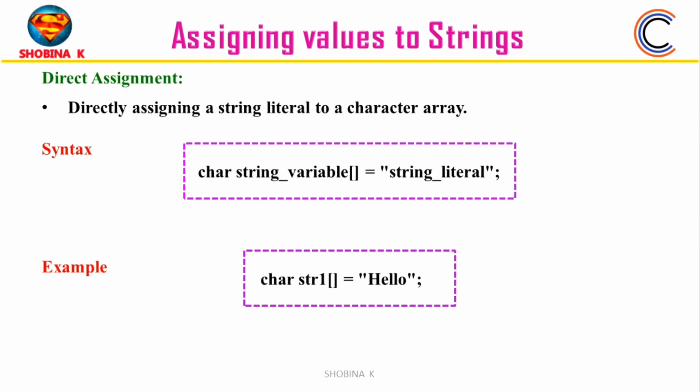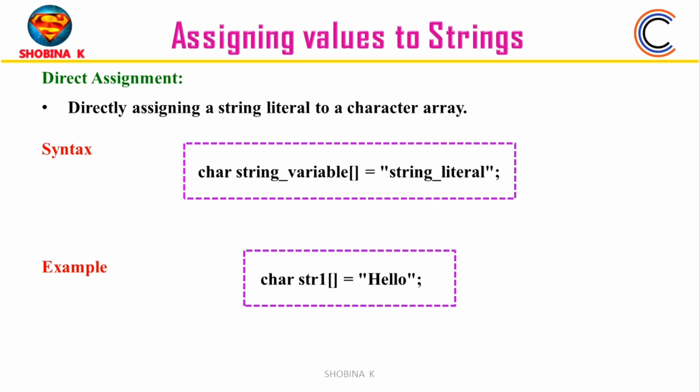In the direct assignment method, you can directly assign a string literal to a character array. Look at the syntax. Here we declared a character array named string variable and initialized it with the string literal. char specifies that the variable string variable is an array of characters. Since no size is specified inside the square brackets, the size of the array is automatically determined by the compiler based on the length of the string literal being assigned.